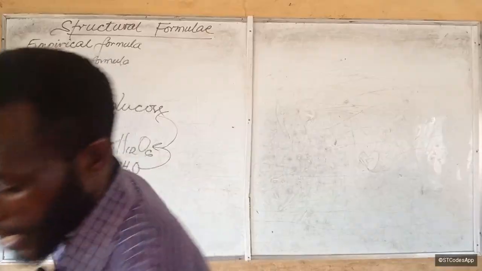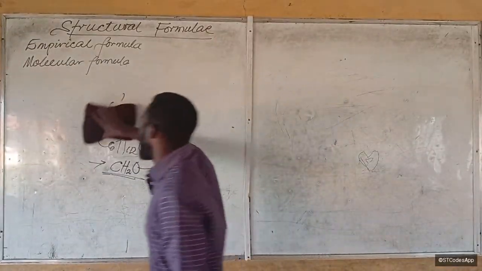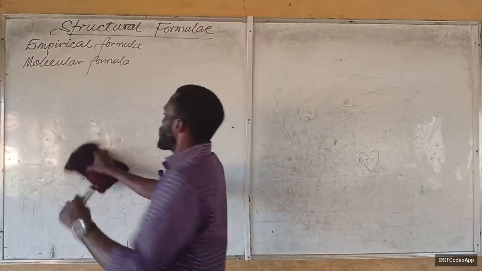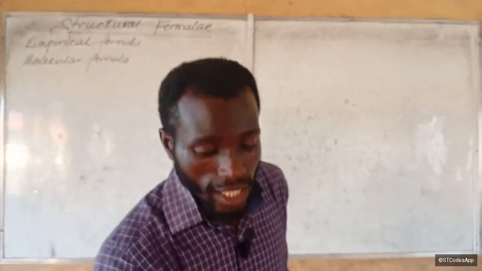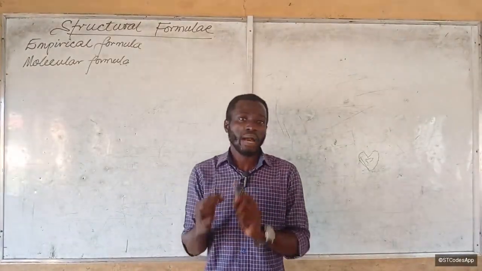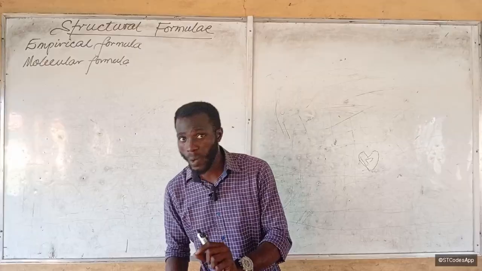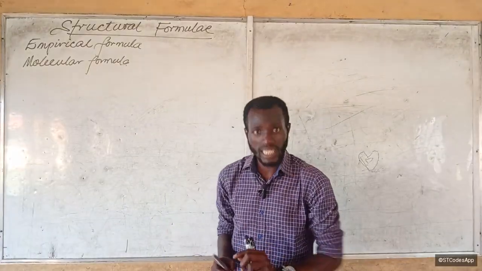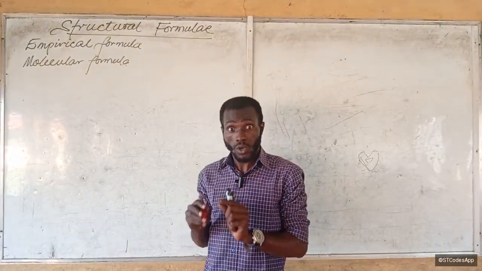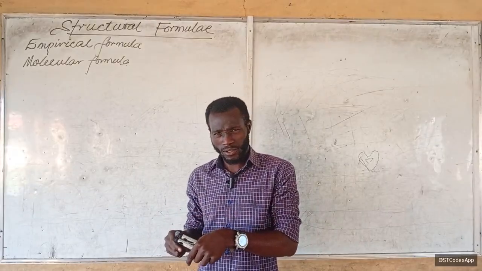Now, from empirical formula, we are able to deduce the molecular formula. Now, what's the molecular formula? The molecular formula actually shows us the atoms that are combined and the amount in which they are combined. It shows us which atoms are combined and the amount of those atoms in the molecule. Does that make sense to you?